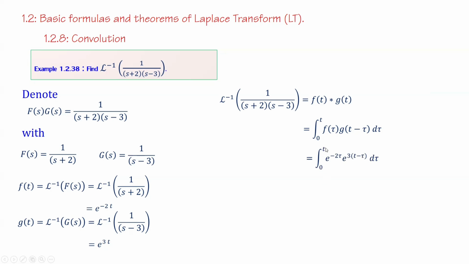So this will give you the integral from 0 to t of e to the power minus 2 tau, this one is f, and g(t minus tau), so this is e to the power 3 times (t minus tau). Then if we simplify, because it is integration with respect to tau, e to the power 3t goes out, so you have the integral from 0 to t of e to the power minus 5 tau d tau. Then we take the integration, e to the power 3t times e to the power minus 5 tau over minus 5, and substitute the limits. So you will get minus e to the power 3t over 5 multiplied by (e to the power minus 5t minus 1).